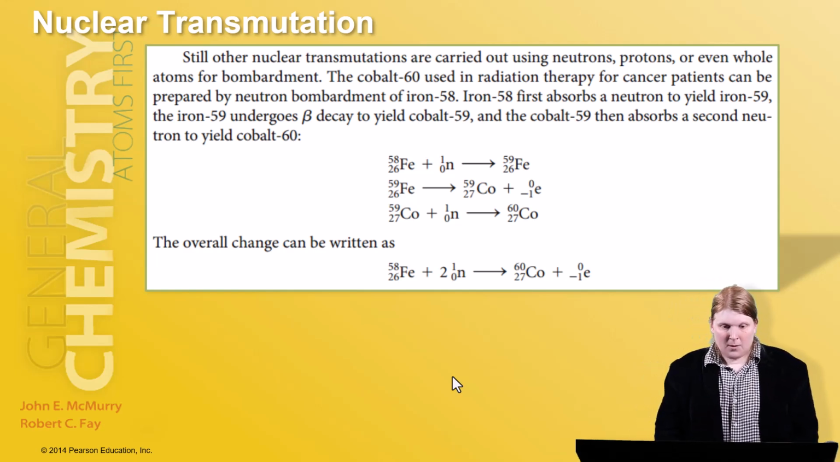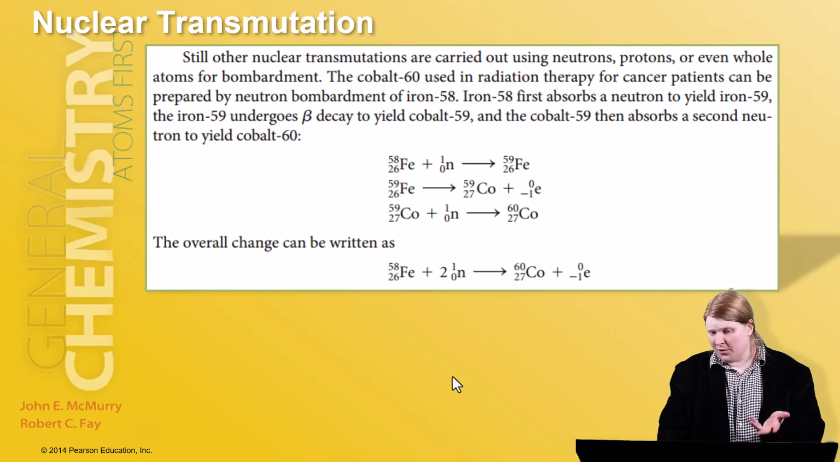And again, we look at some other examples, cobalt-60 and radiation therapy. You can also add together these processes just like you can with a chemical reaction. So if you have multiple steps, you can combine them into one overall reaction, kind of like a Hess's law sort of thing, like you would have in a chemical process.